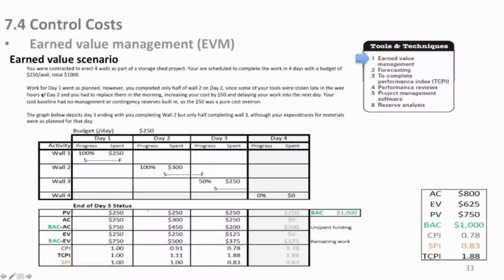So the work for day 1 went as planned. Here we are, progress 100%. We spent $250, which was our budget. We started and finished the first wall, so we're good there. Went as planned. However, on day 2, we only finished half of the wall.